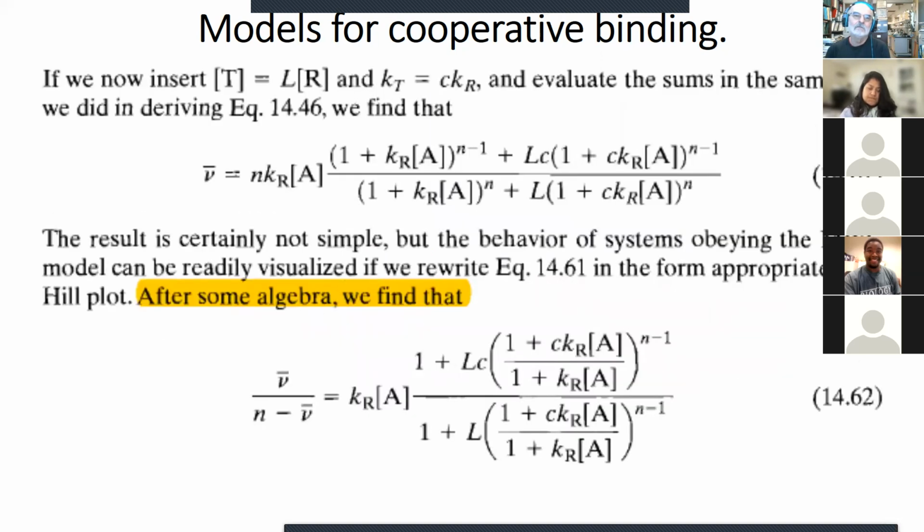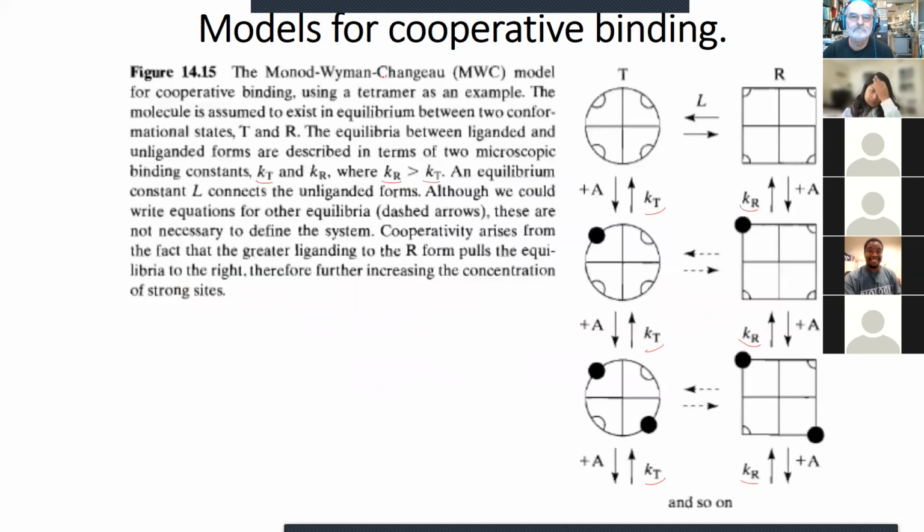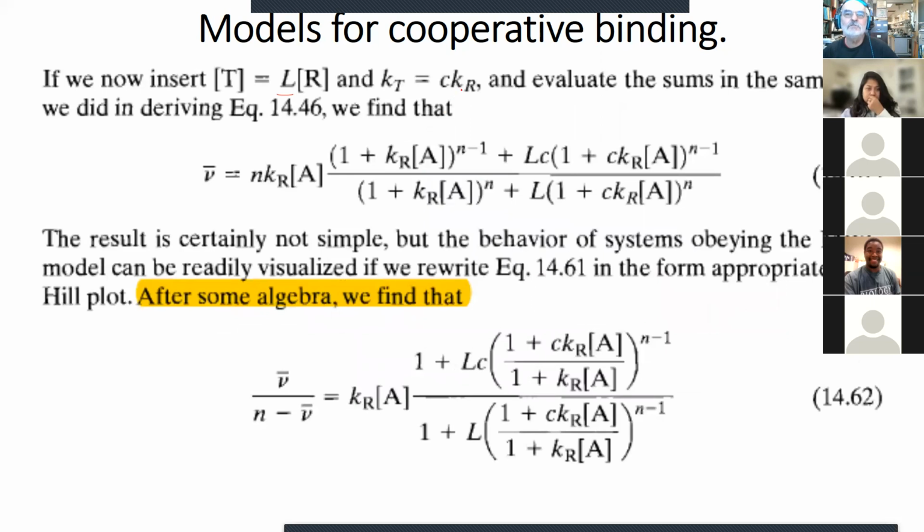Now what you do is you substitute using an equilibrium expression, and you substitute T is equal to L times R. I didn't say this up above. I must have skipped it. It doesn't say it here. I just didn't say it. And then we substitute a ratio, C is equal to KT over KR. Remember KR is bigger than KT, high affinity, low affinity. So C must be less than 1.